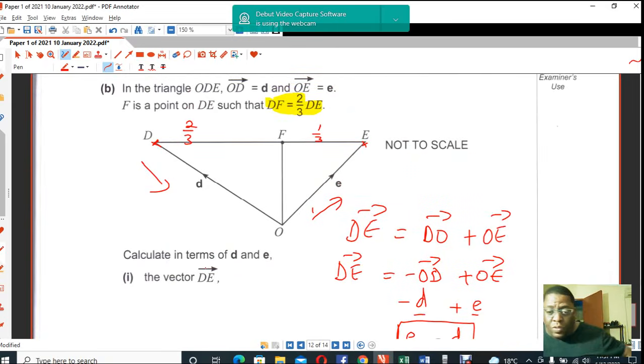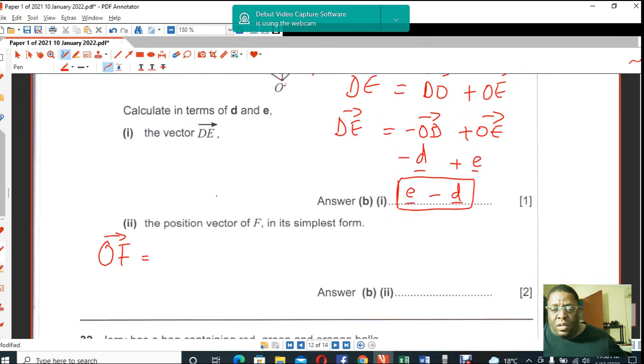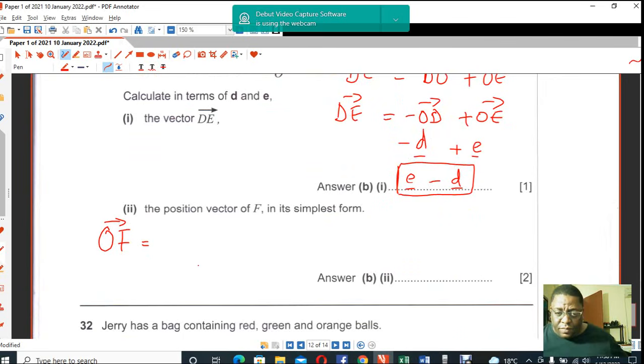So let's go back to our diagram. OF is the distance from, say, here. There are two ways you can go. You can go OE, and then you go against whatever that is. But I'm going to go OD. Can you see that? Plus DF. So OD plus DF.